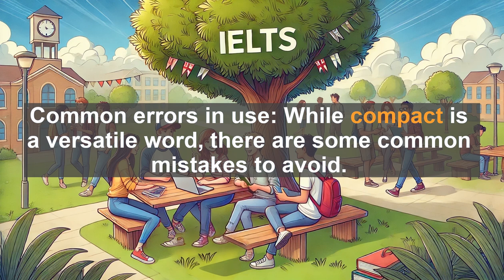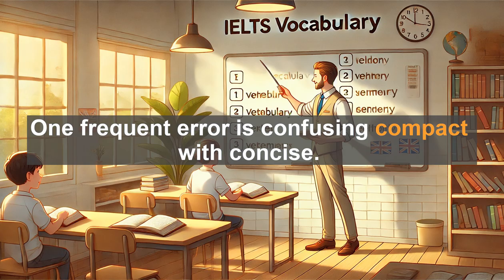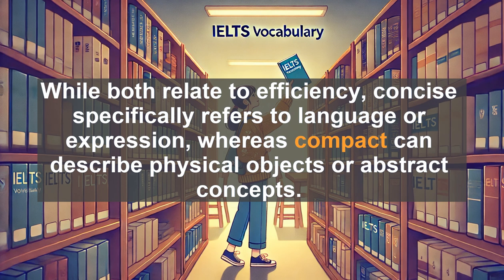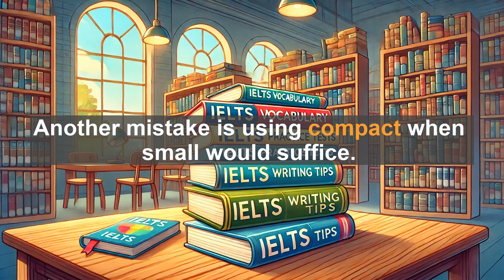Common errors in use. While compact is a versatile word, there are some common mistakes to avoid. One frequent error is confusing compact with concise. While both relate to efficiency, concise specifically refers to language or expression, whereas compact can describe physical objects or abstract concepts. Another mistake is using compact when small would suffice.